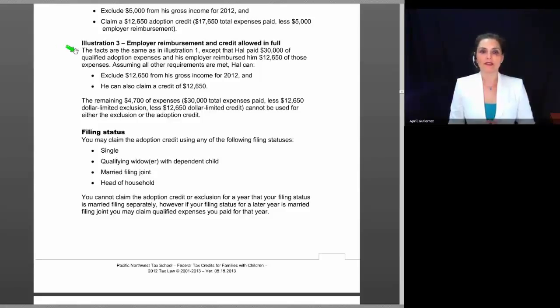Then in illustration number three, the reimbursement and the credit are both allowed in full. The facts are the same as in illustration one, except this time Hal paid $30,000 of qualified expenses, of which $12,650 were reimbursed by his employer. Assuming all other requirements are met, he can exclude the $12,650 of reimbursement he gets from his employer, and he can also claim a credit of $12,650. But the remaining $4,700 of expenses, which is $30,000 minus $12,650 minus another $12,650, cannot be used for either an exclusion or a credit.